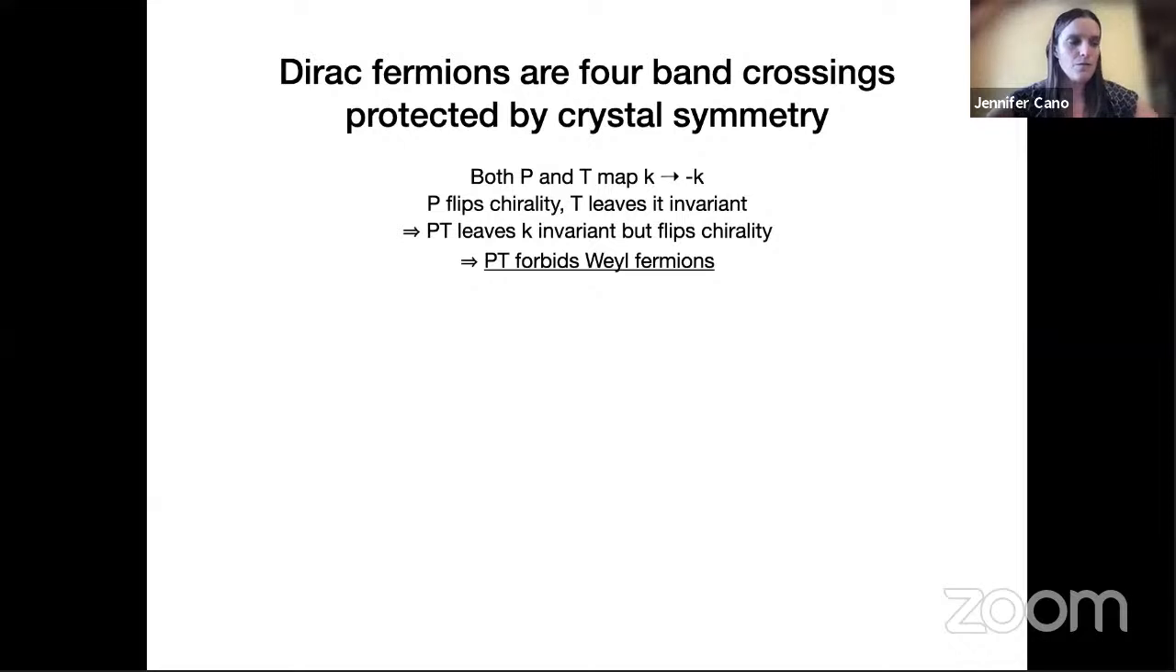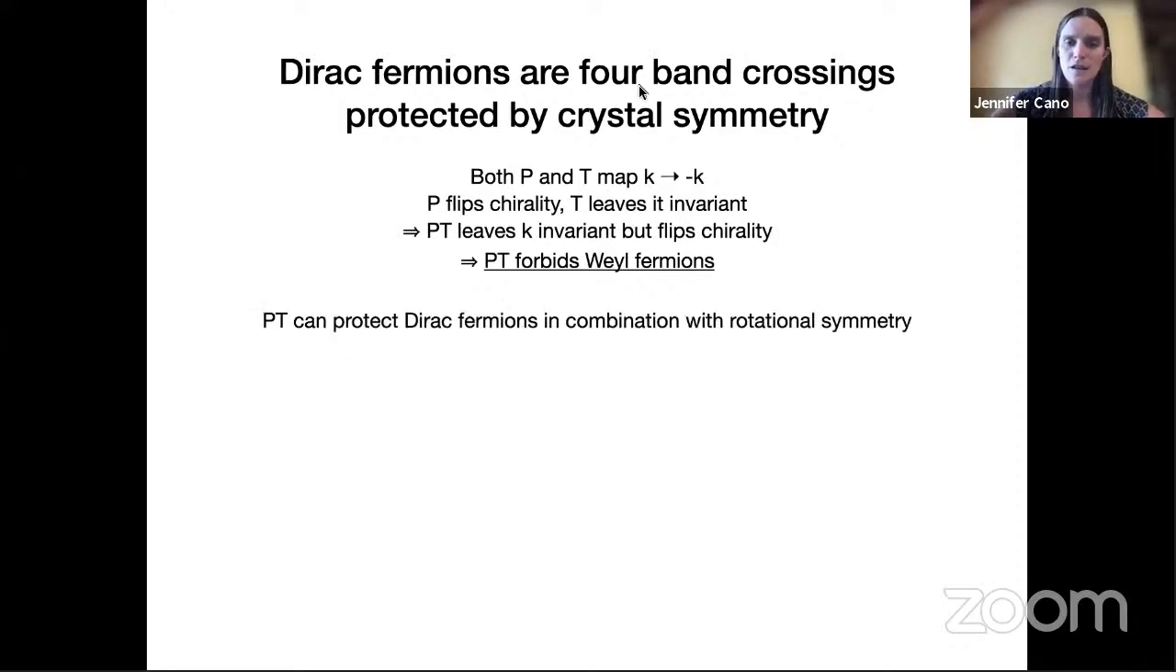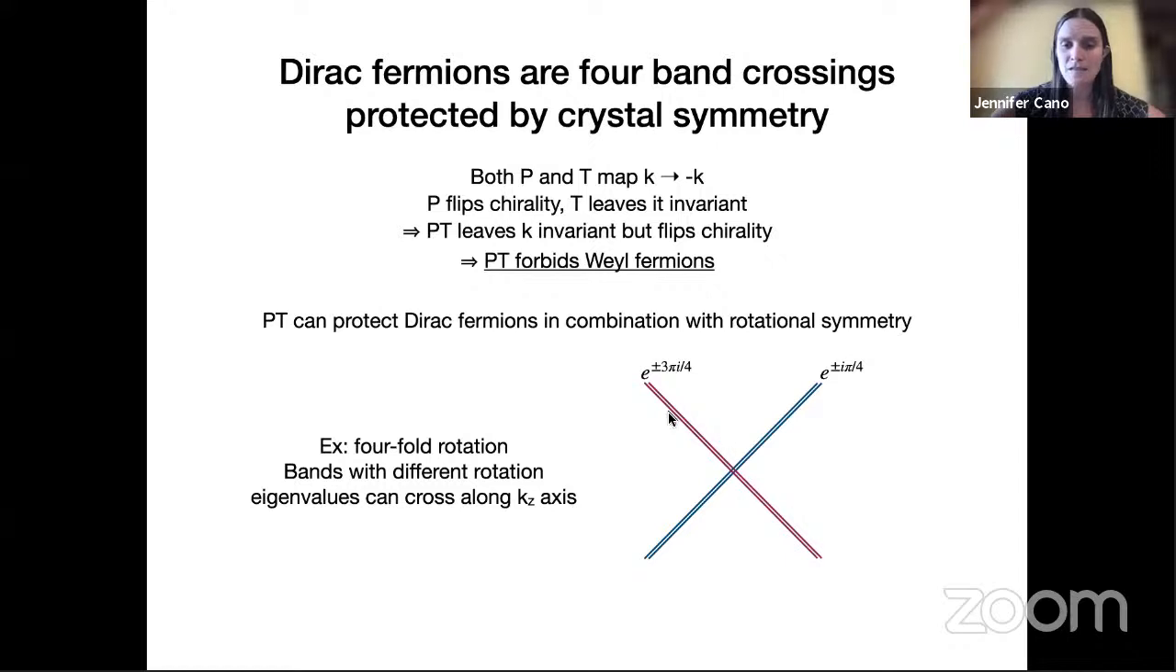So now I want to move on to Dirac fermions. Dirac fermions are in some sense two copies of Weyl fermions. They occur when two bands, so doubly degenerate bands, cross another group of doubly degenerate bands. And so I want to say a little bit first about the role of symmetry.